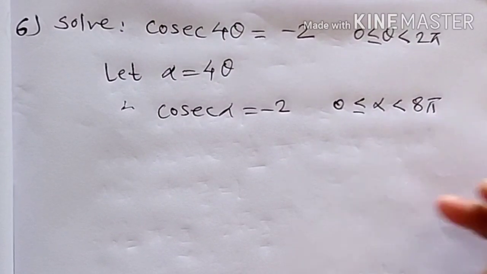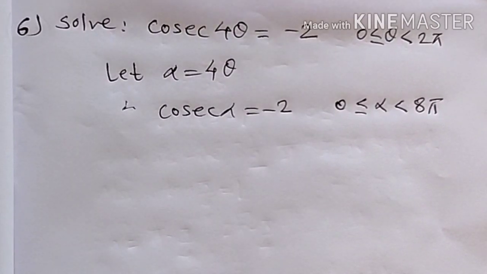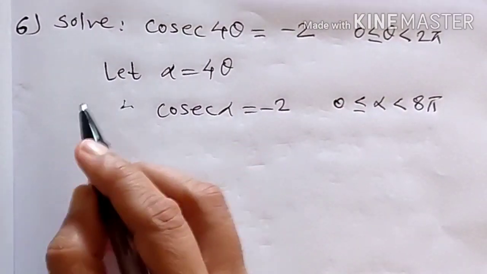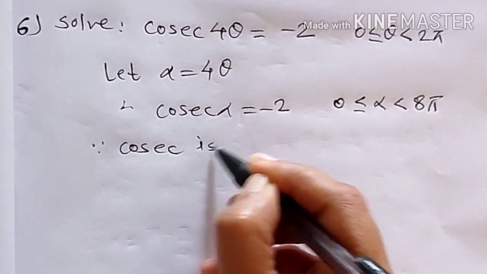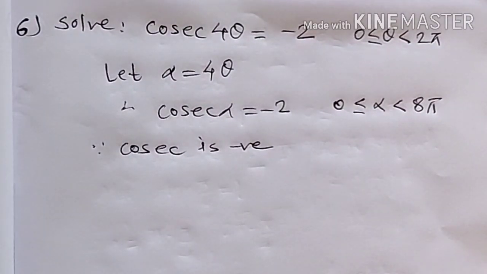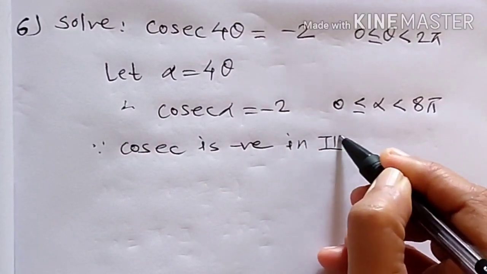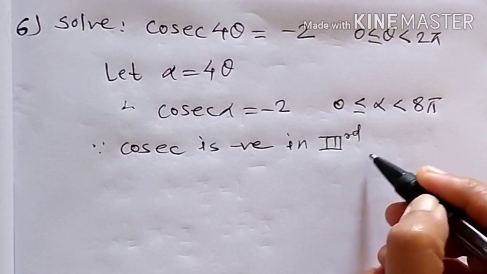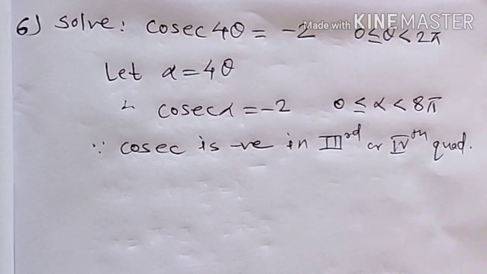That means how many rotations will we have to consider? 0 to 2 pi is the first, next is 4 pi, 6 pi, 8 pi. So in total 4 rotations we are going to consider. Since cosec is 1 upon sine, in which quadrant is this ratio negative? It can be in the third quadrant or in the fourth. Cosec is negative either in the third or in the fourth.